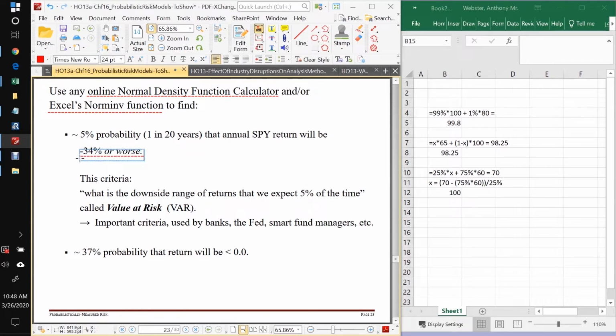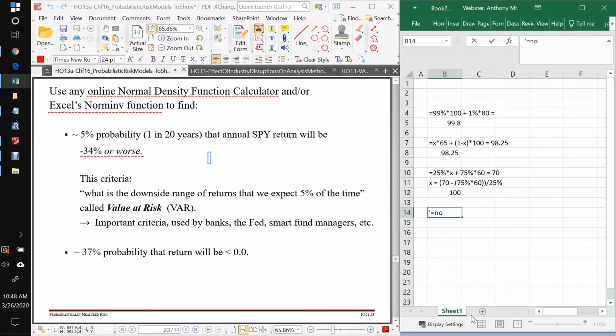Okay, that's pretty scary, right? That's losing an awful lot if you've got your whole retirement baked into that, or your child's college education baked into that. That could be really bad news. So let's see how I got to that using the norm inverse function in Excel.